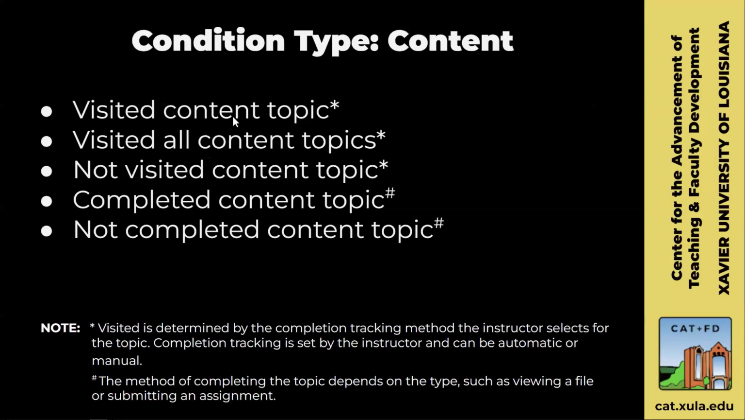For content, they either have to have visited or not visited a content topic, visited all content topics, or completed or not completed the content topic. And then visited is determined by the completion tracking method that's attached. So if someone clicks on a content topic and the tracking method is automatic, as soon as they clicked on it, that would trigger the yes, it has been visited.